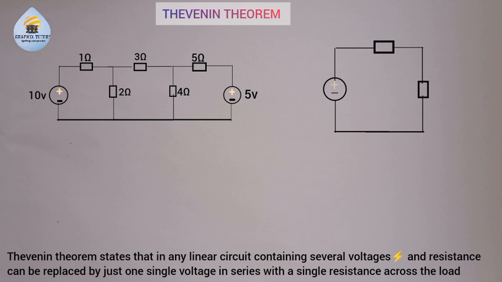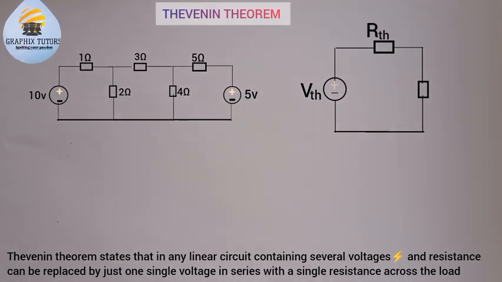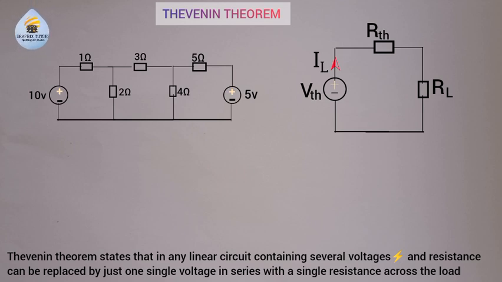The single voltage will be called the Thevenin voltage. The single resistance will be called the Thevenin resistance, written R subscript TH. Then there is the load that you are considering, which is our resistor RL. So we're looking for this current IL that is moving in series.